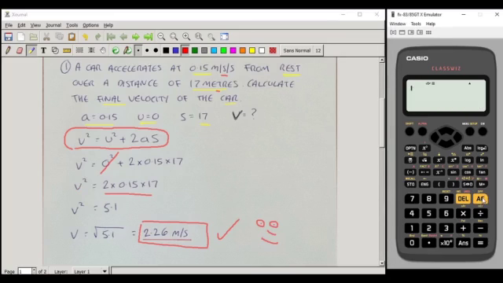We know that V squared is this. So if we square root all of this now, we'll just do this. It's the same answer, the same way of doing it. It just saves you doing the steps. 2.26 there, yeah. So any way you want. That's the final velocity. Okay.